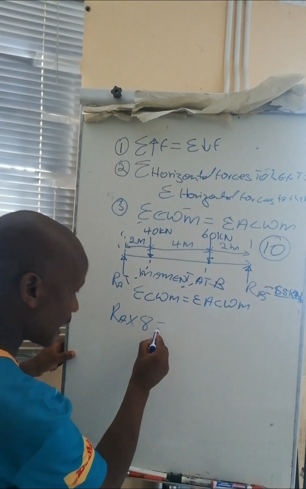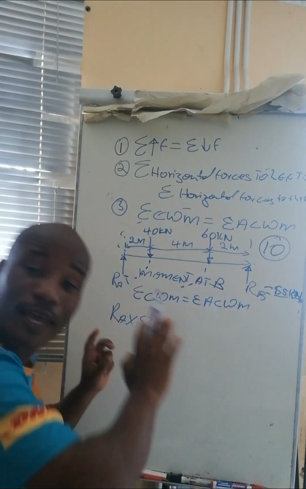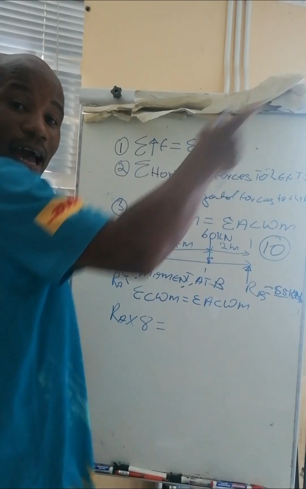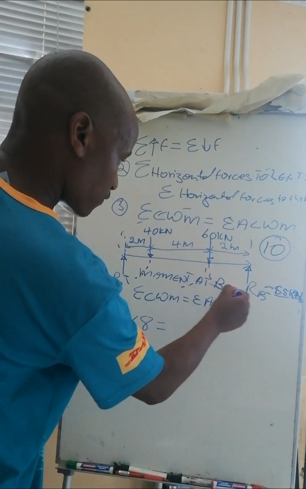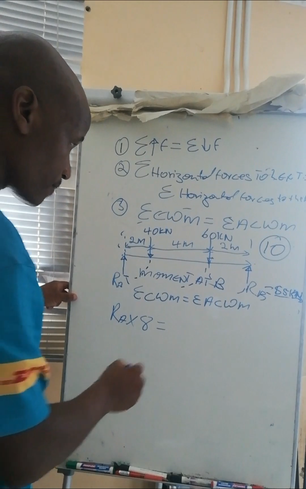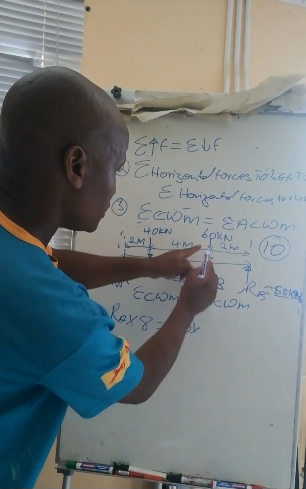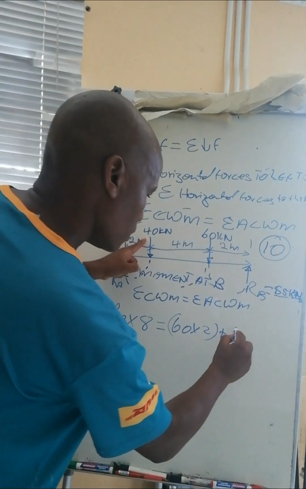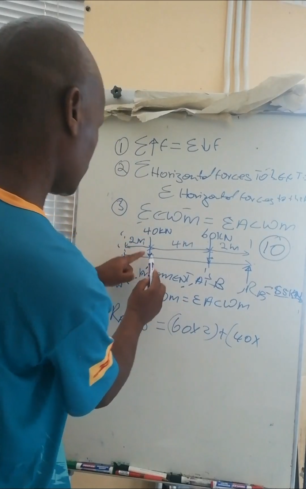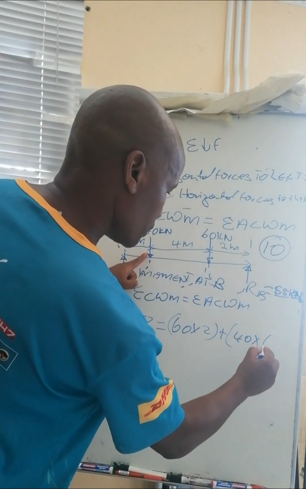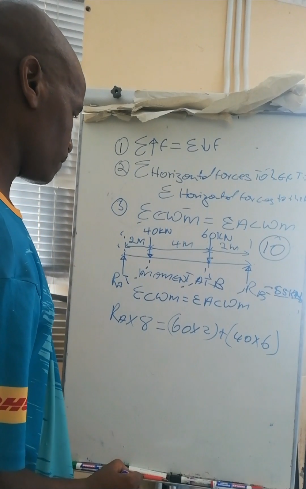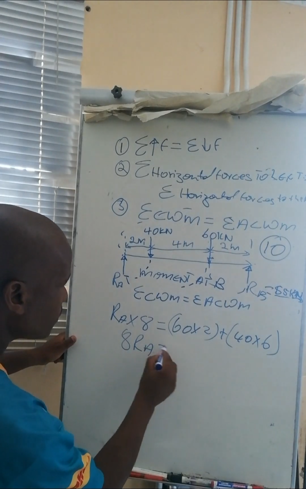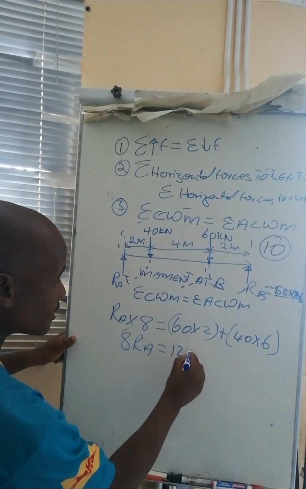For that reason you put an equal sign, because there is no other clockwise force. It's equal to the anti-clockwise moment. It is this force which goes anti-clockwise, which is 60 times the distance from 60 to B, which is 2, plus this one, which is 40 times the distance from here to there, which is 4 plus 2, which is 6. And then you've got 8 RA is equal to 60 times 2, guys. I think it's 120.